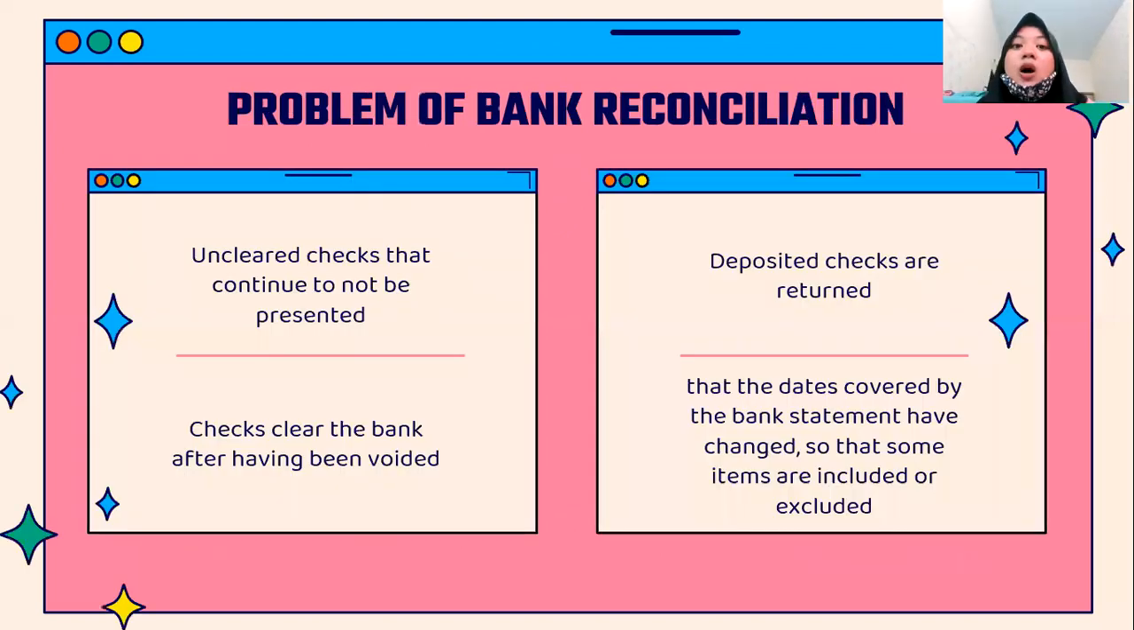The problems of bank reconciliation. The first is uncleared checks that continue to not be presented. Then checks clear the bank after having been voided. The third is deposited checks are returned, and the last is that the dates covered by the bank statement have changed so that some items are included or excluded.